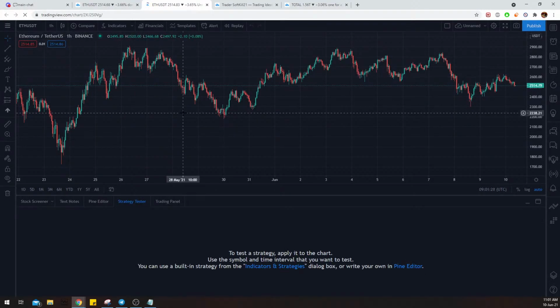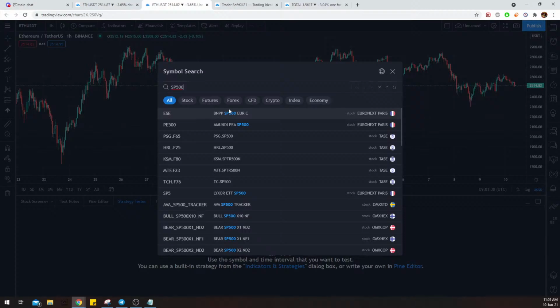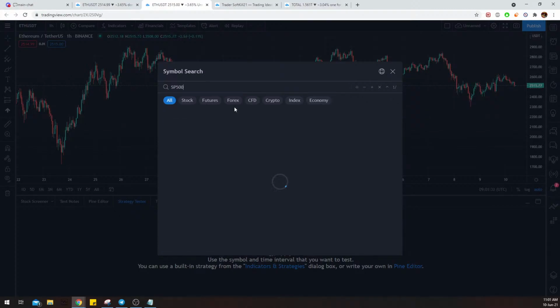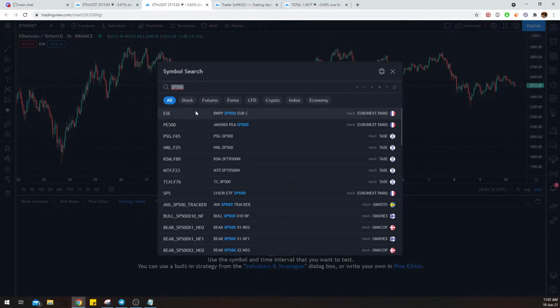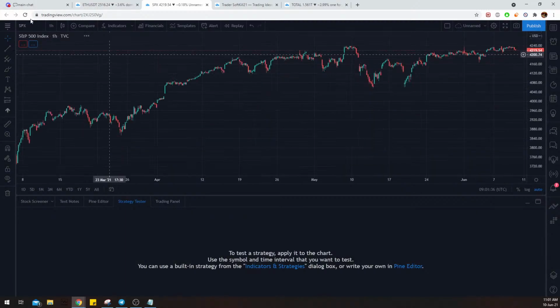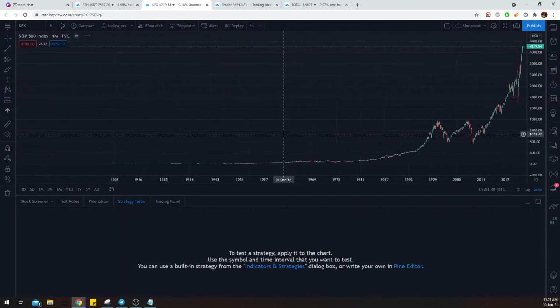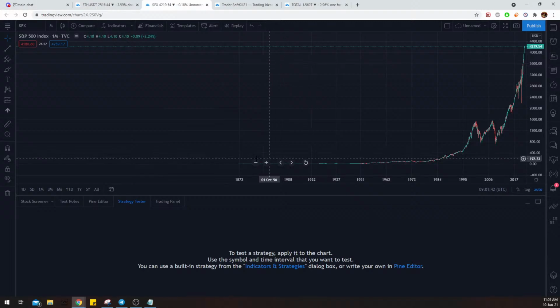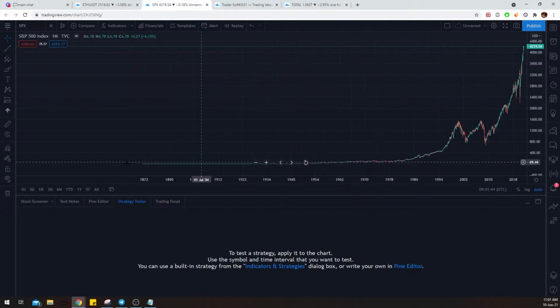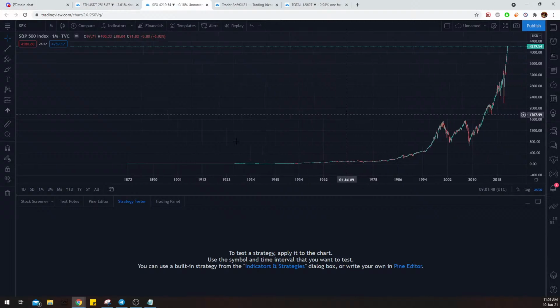So let's go to SP 500, SPX actually. Let's look, for example, at the monthly. We have the data since 1990. So we have more than 100 years of data, and you can see that overall, over the last 100 years plus, we were in a strong bullish market. And this is, for example, one of them.